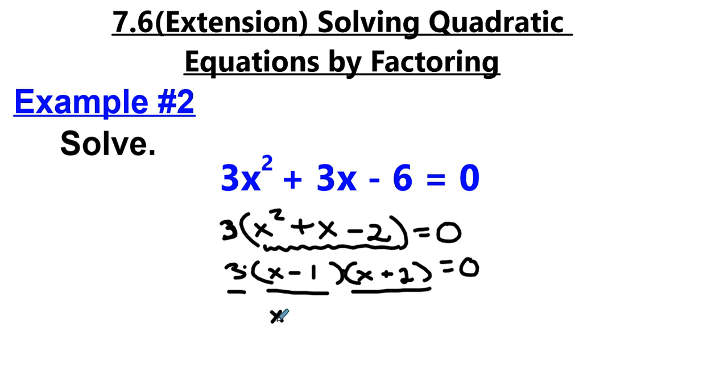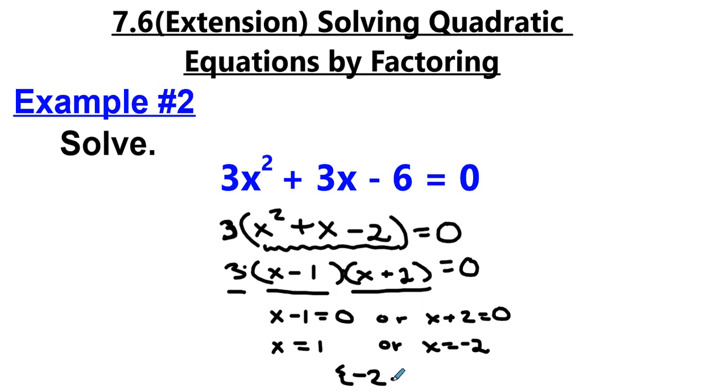So we say x minus 1 equals 0, or x plus 2 equals 0. Solve those, we get x equals 1 by adding 1 to the other side, or x equals negative 2 by subtracting 2 from both sides. So in numerical order, we write negative 2, 1. Those are our 2 solutions.